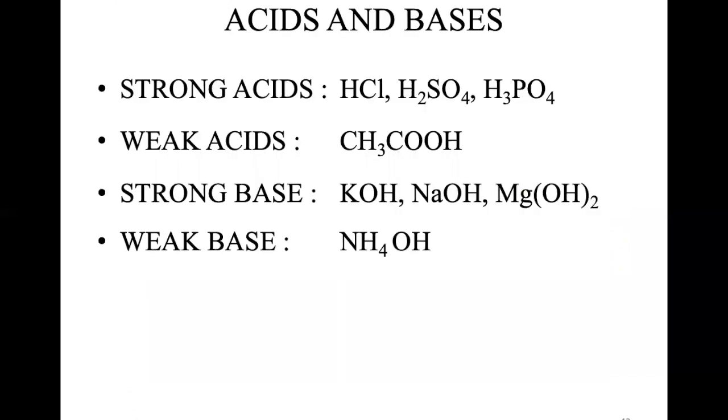So strong acids, names: hydrochloric acid, sulfuric acid, phosphoric acid. Weak acid is acetic acid. Strong bases: potassium hydroxide, sodium hydroxide, magnesium hydroxide, even calcium hydroxide you can say. Weak base, ammonium hydroxide.